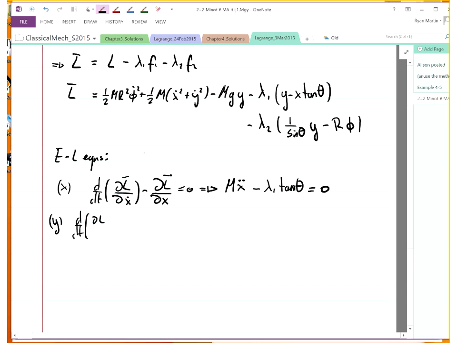Okay. So now we'll do the Euler-Lagrange equation for y. So you have d by dt of ∂L̄/∂ẏ, minus ∂L̄/∂y equals 0. I'm sorry, this should be L bar. All right. Where do I have any y dots? The y dot is only in the translational kinetic energy. So ∂L̄/∂ẏ is mẏ. d by dt of that is mÿ.